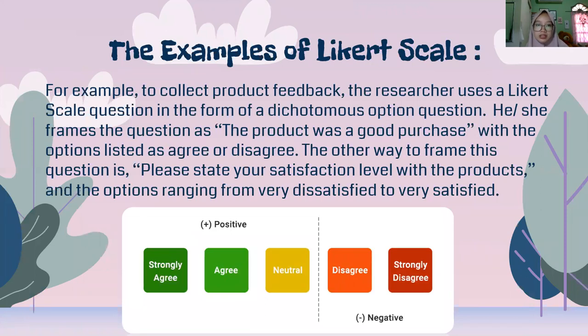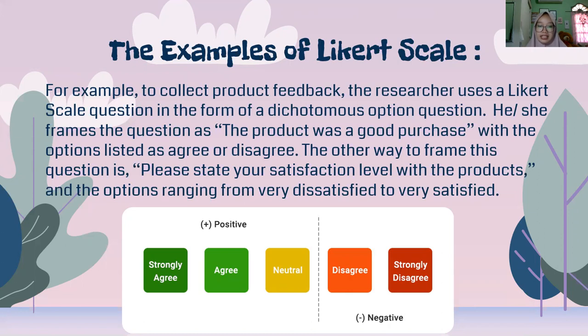The next is the example of a Likert scale. For example, to collect product feedback, the researcher uses a Likert scale question in the form of a dichotomous option question. He or she frames the question as the product was a good forecast, with the option list as agree or disagree. The other way to frame this question is, please state your satisfaction level with the product. And the options range from very unsatisfied to very satisfied.